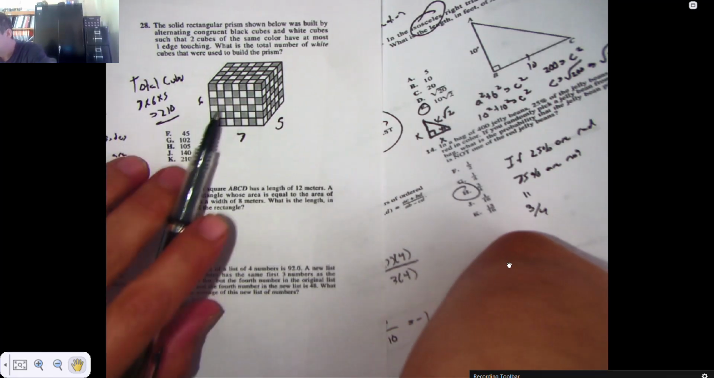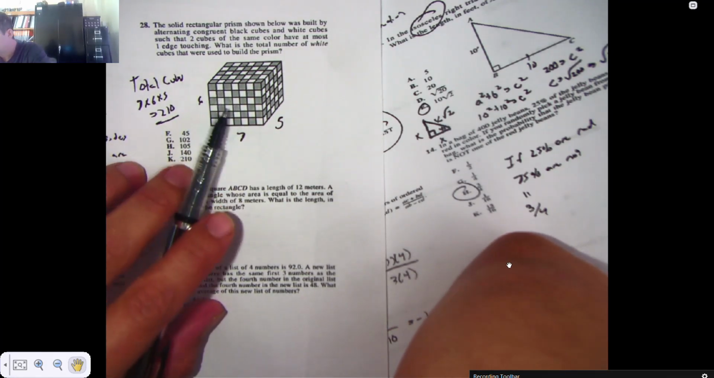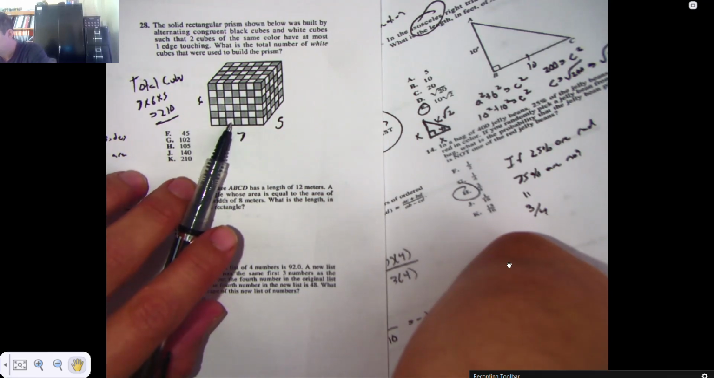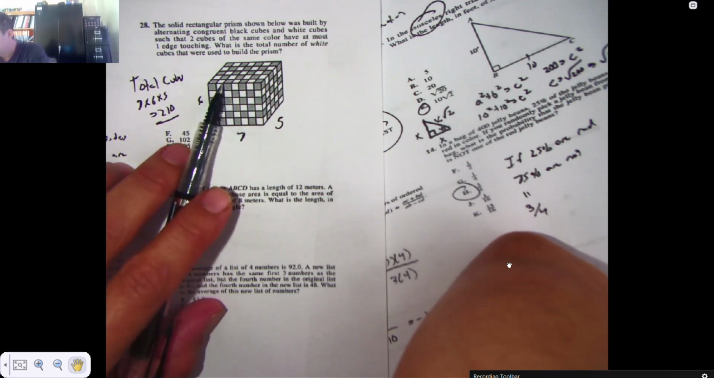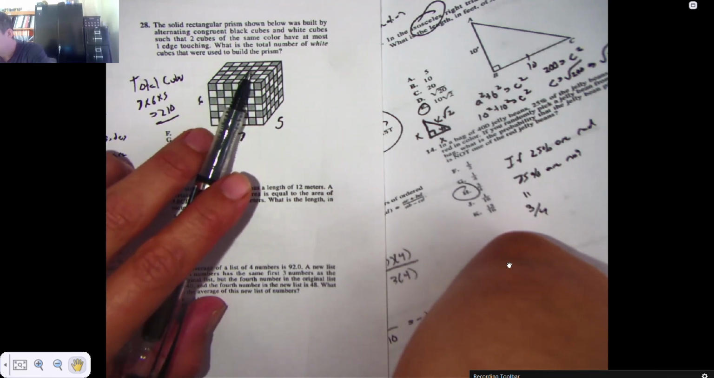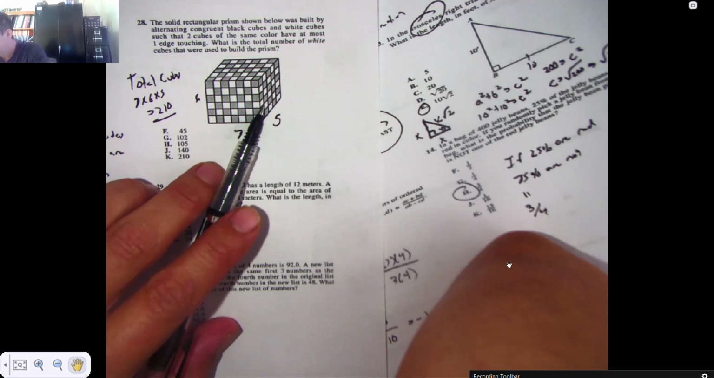Now it looks like this alternates. We've got 3, 4, 3, 4, 3, 4, and I think that pattern holds, then 3, 2, 3, 2, 3, 2. We're going to find the average number of white cubes. A 3 and a 4 makes 7, 10, 14, 21. And what I'm doing is adding the white cubes here. This may not be very good logic.